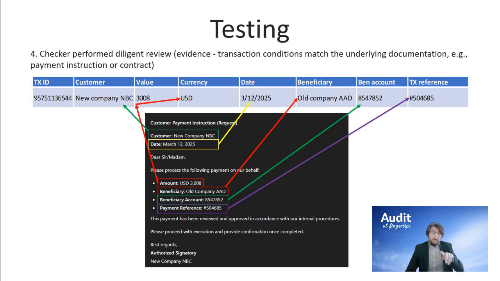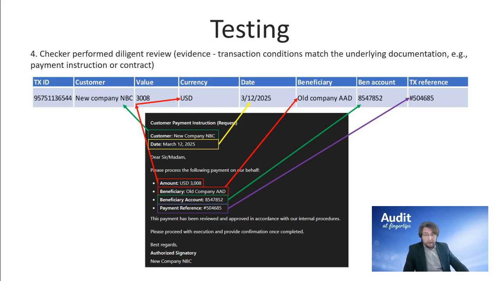against the original underlying documentation. So for instance, here we have an example with a payment instruction, right? All those examples, they're absolutely fictional, right? So it's the information created specifically for that particular lecture. And you see here the black box. This is a fictional customer payment instruction, and we match it back to the transaction details.